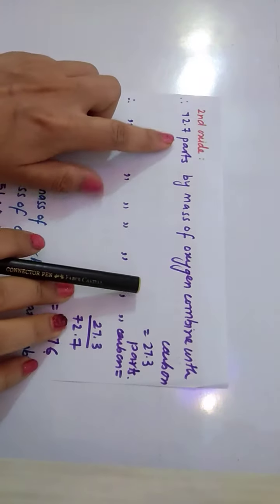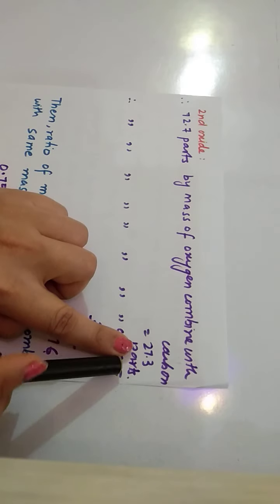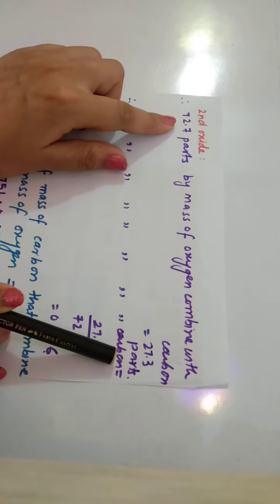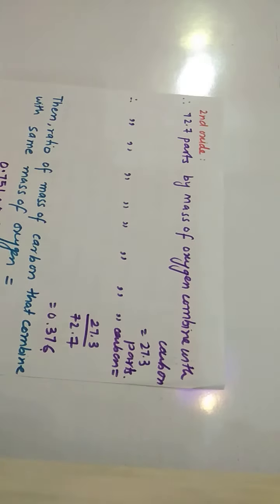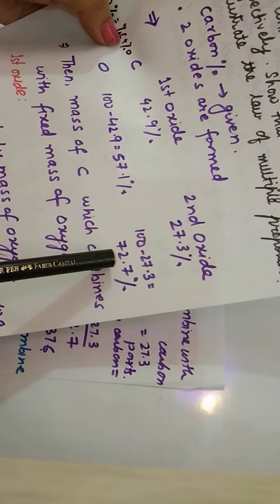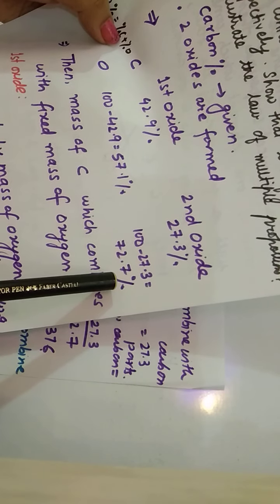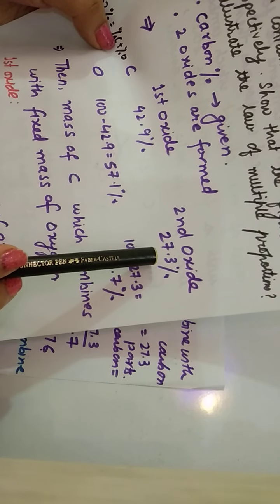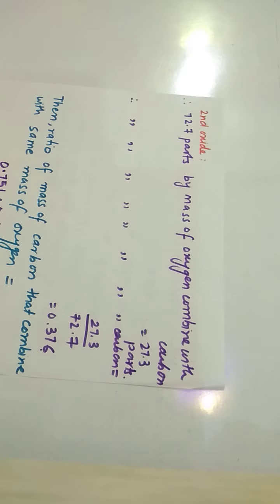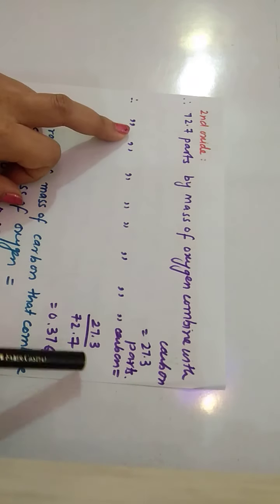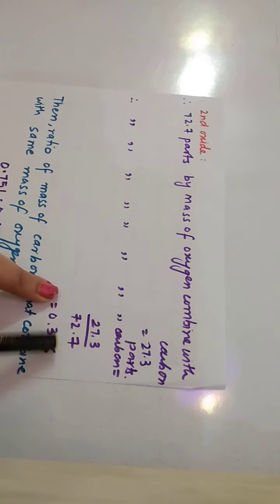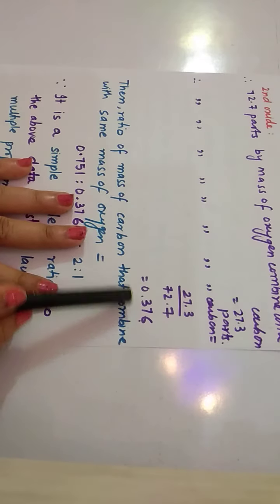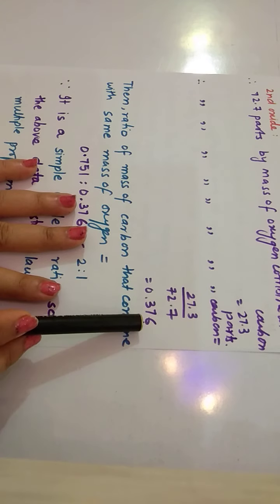Now for the second oxide, again with the help of oxygen we need to find out the percentage of carbon. So with the help of the data we already have found out, 72.7 parts of oxygen combine with carbon equal to 27.3 parts. So 1 part with how much? 27.3 divided by 72.7. So it comes out to be 0.376.